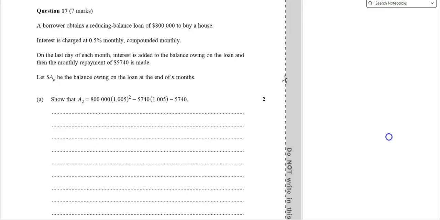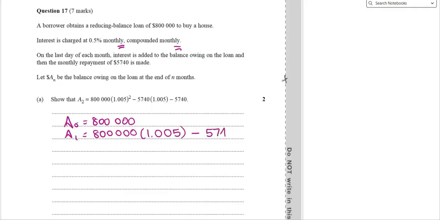Pause here to try it yourself. Okay, so we know that initially the reducing balance loan is 800,000. So A0 equals 800,000. I also note how often it is compounding, and the answer is monthly. I'm looking for that adverb. The interest is also provided to us monthly, so that's nice. We don't need to adjust that in any way. So A1 is going to be that amount of $800,000 multiplied by 1.005 and then less the payment of 5740.